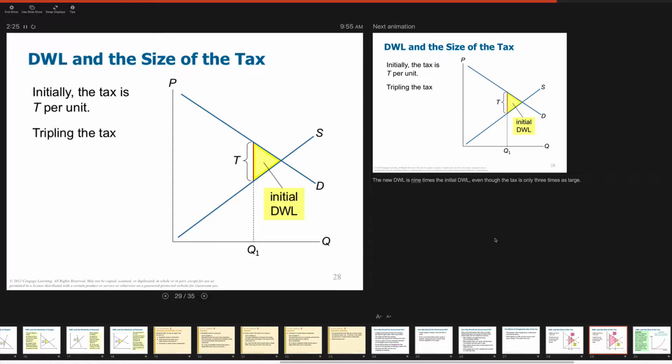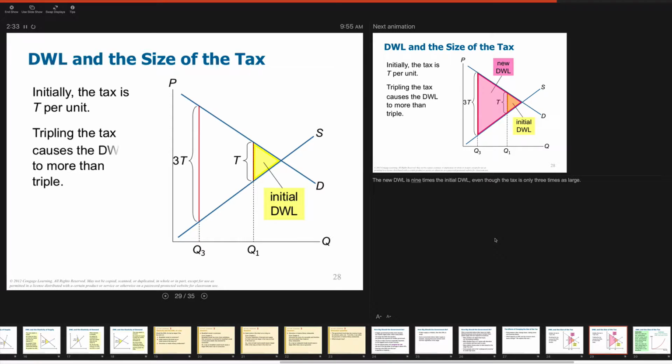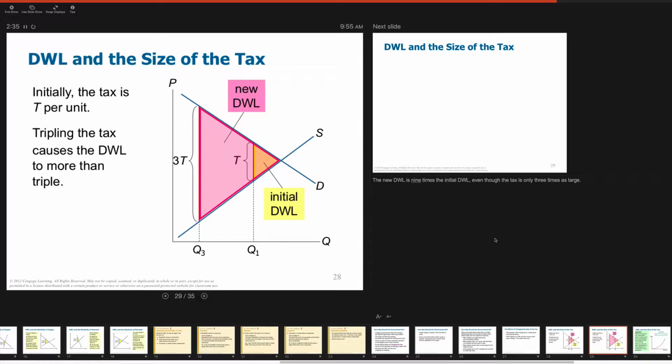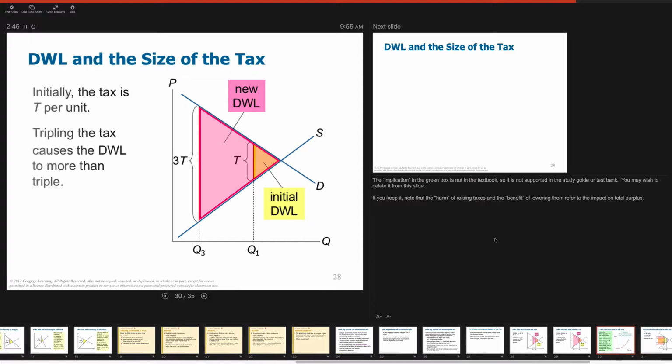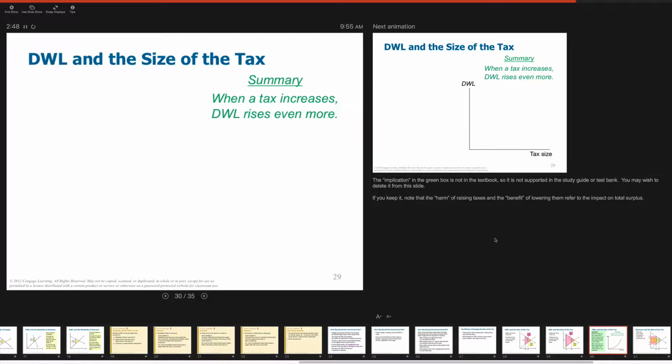So, let's triple the tax. If some tax is good, lots more is better. So then it more than triples. Look at how much welfare is being lost to the tax. So when a tax increases, deadweight loss goes up even more. So no matter how much it increases, deadweight loss is going to increase by that much and then some.